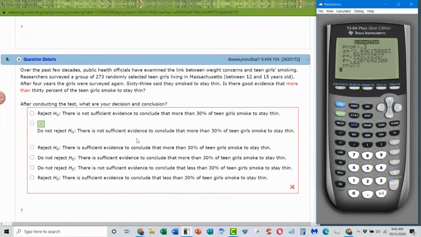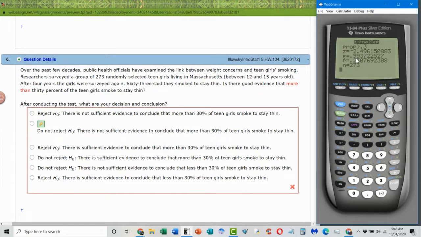So there is not sufficient evidence to conclude that more than 30% of the teens stay thin. There is sufficient evidence. Well, that can't be true, because if there's sufficient evidence to conclude that, we would reject. So that one can't be right. There is not sufficient evidence to conclude that less than 30%. Well, because we're dealing with more than, that's why this isn't right. So there is not sufficient evidence to conclude that more than 30, because this is going to bounce around: more than, greater than, less than, at most, at least. And so you're going to have a bunch of different problems, but the math is going to stay the same.